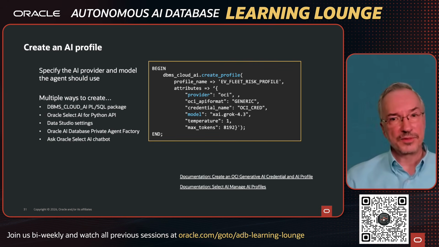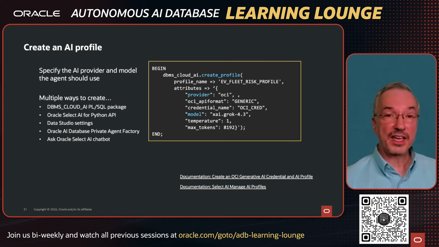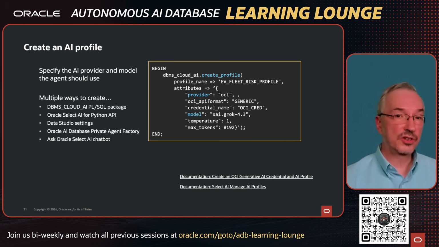The AI profile, which is a Select AI object, is required to configure Data Science Agent and it's also used with Select AI. And this is where you specify, among other things, which AI provider and model the agent should use. Now, there are several ways to create an AI profile, and in this example, we're using the DBMS Cloud AI Create Profile procedure. You could also use the Select AI for Python API, Data Studio settings, the Private Agent Factory no-code interface, or the Ask Oracle Select AI chatbot.